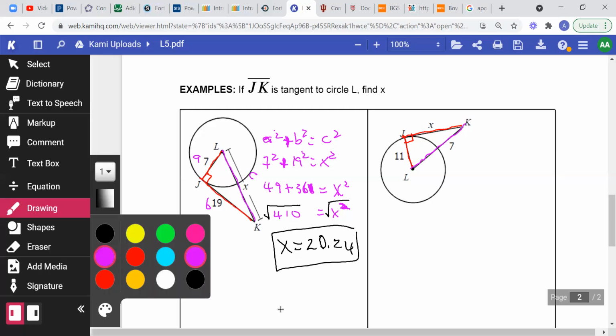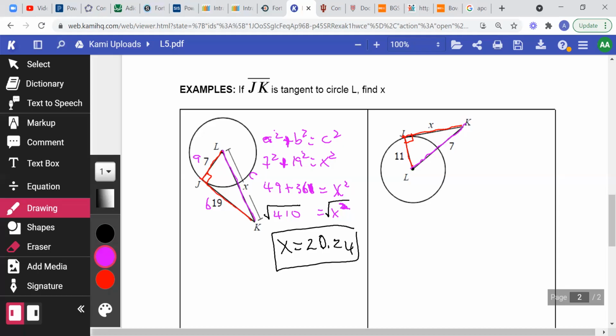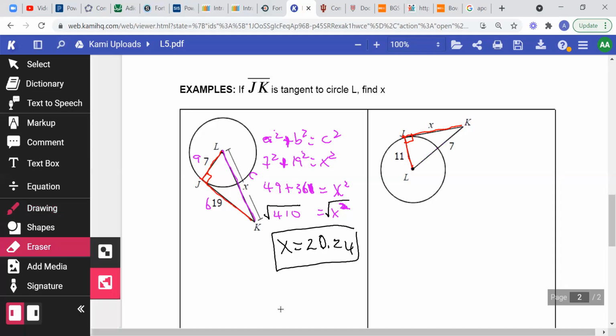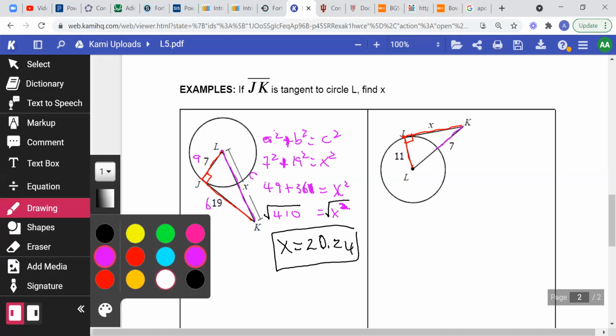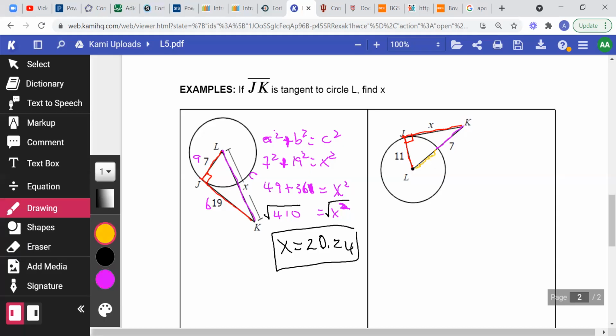Here, this is another problem again. The 7 is only from here to here, and then we need to find this distance, L to the circle. From the circle to the endpoint of the tangent line is 7, and L to the circle is also a radius, so we're going to put 11 here, okay? Since the radius is 11, if you move from the center to any part of the circle, it's always going to be 11, okay?